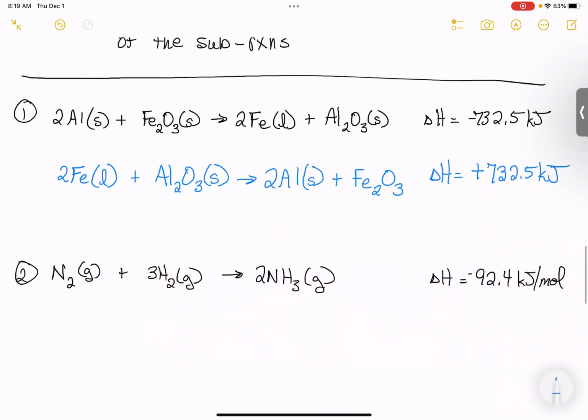Okay, so let's look at the formation of ammonia. And that is a negative up there, negative 92.4. So when you take nitrogen gas and react it with hydrogen gas, you will get ammonia gas. And that reaction, once it is started, is going to go all on its own. It gives off a negative 92.4 kilojoules per mole of energy.